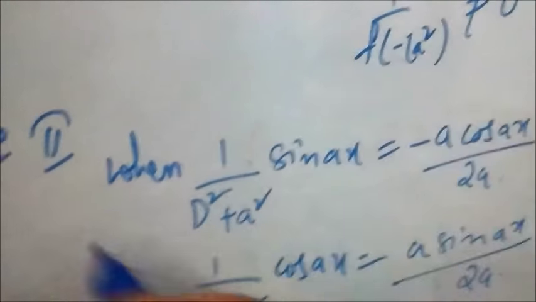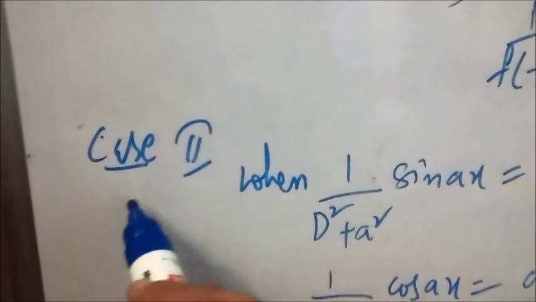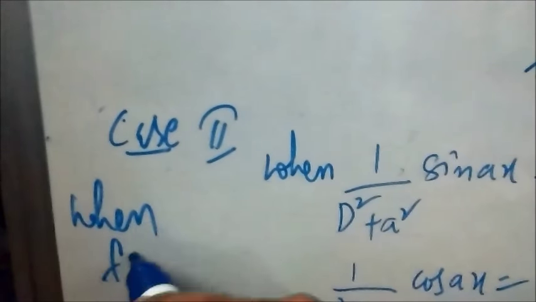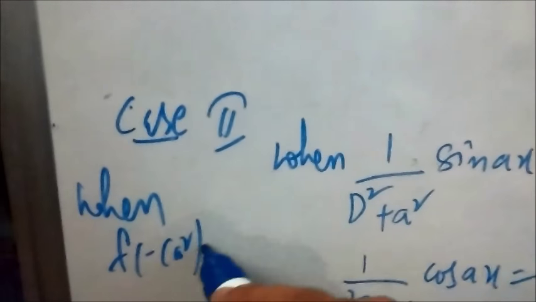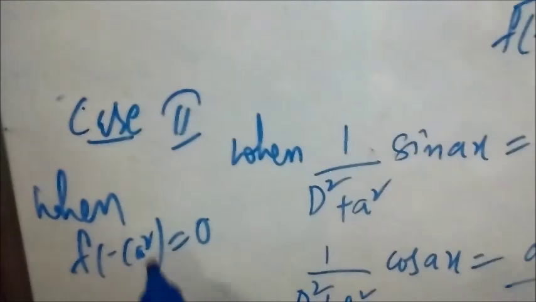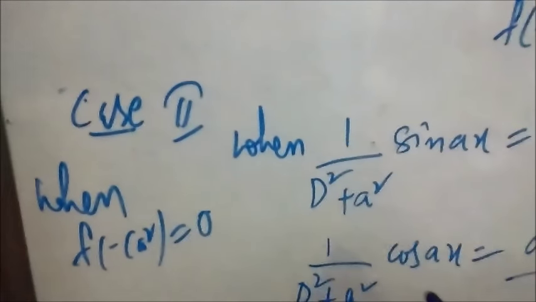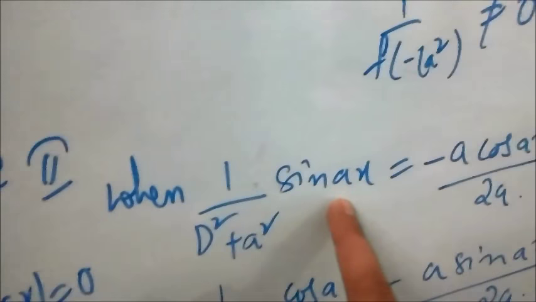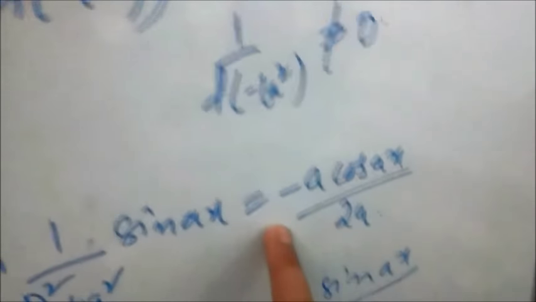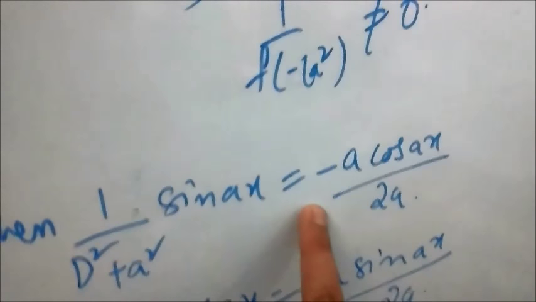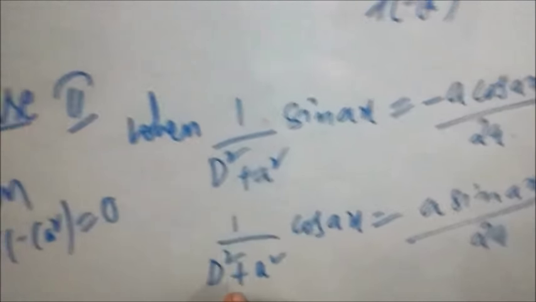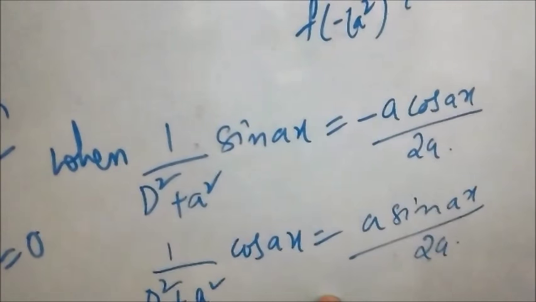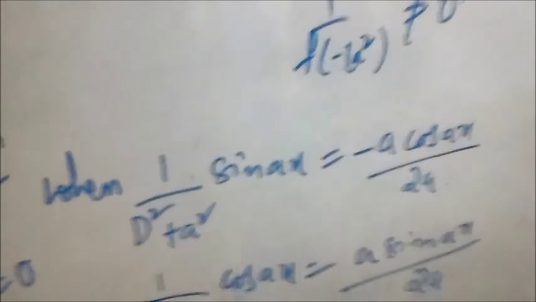We are going to apply the case second when f of minus a square equals 0. When it's becoming 0, then we have to go for the second case when it's in the form of 1 by D square plus a square sin ax. Just simple, we are going to write it as minus x cos ax by 2a. When it's in this form, 1 by D square plus a square cos ax is equal to x sin ax by 2a. This is the rule second.